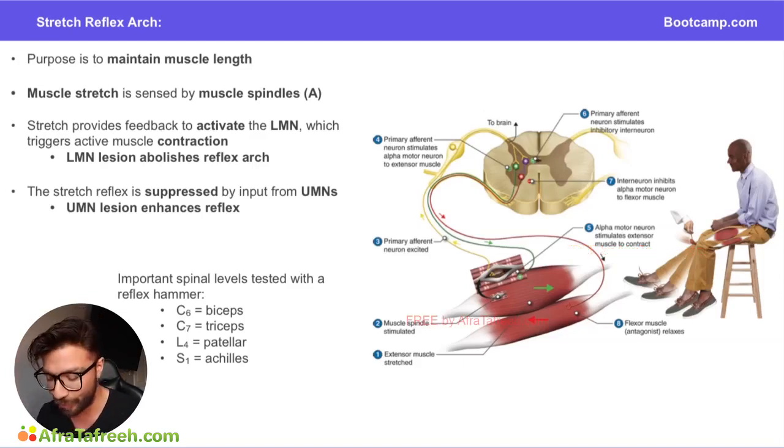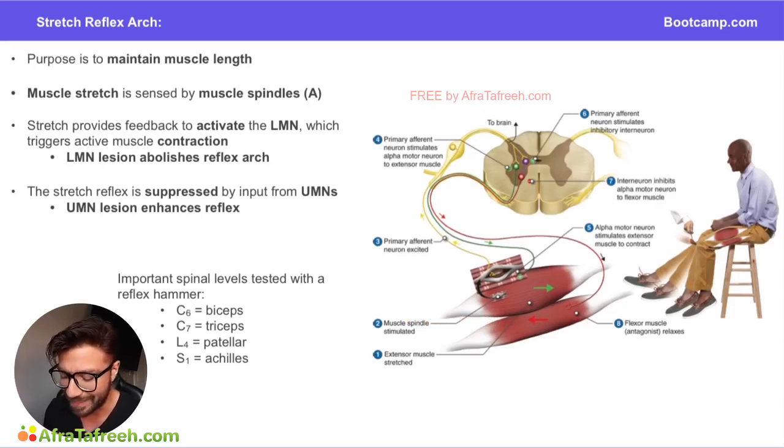Now, there are a few important levels which you can test with a reflex hammer to see if there's a lower motor neuron lesion at that point. We have our C6, which tests the biceps, C7, which is tested on the triceps, L4, which is the patella, which is the example we just walked through, and S1, which is at the Achilles.